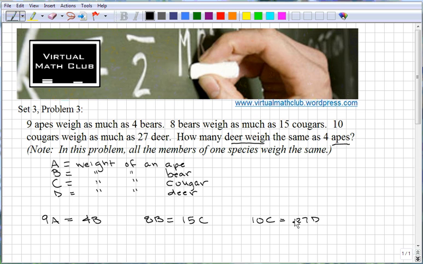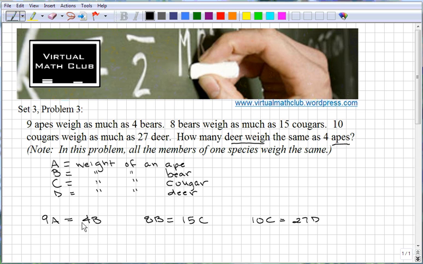So our deer is here. We know that 27 deer is equal to 10 cougars. And we know that 9 apes weigh as much as 4 bears. And we can relate the bears and the cougars by the statement that 4 bears is equal to 15 cougars. So we ought to be able to figure out the weight of a deer in terms of apes. So what we need to do is some substitution. We want to substitute in a couple times and get the C to be an A.